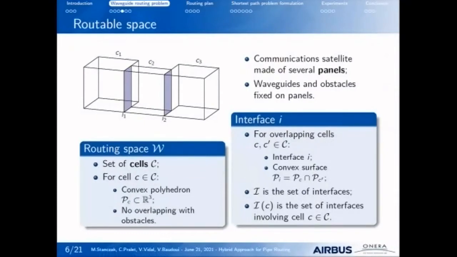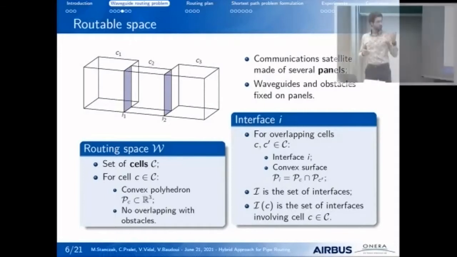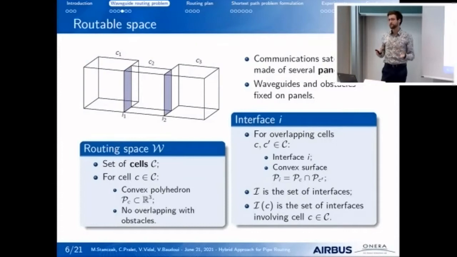About the routing space, communication satellites are often made of several panels on which the waveguide and the obstacles must be fixed. So the routing space is naturally divided into several cells. We assume that these cells are convex and do not overlap obstacles. However, we call interface the common part of two overlapping cells.